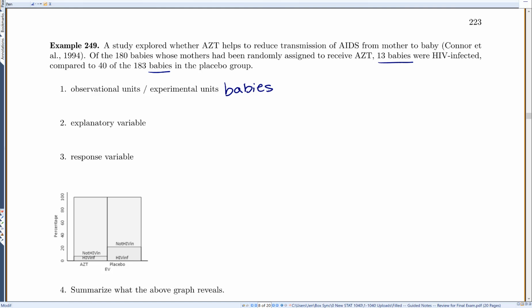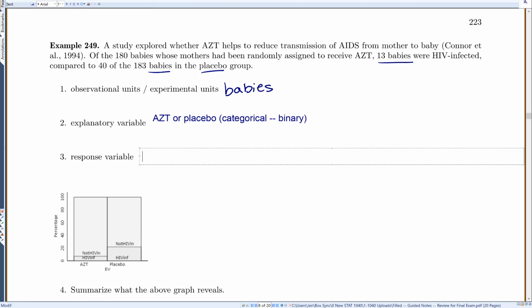Okay, and then the explanatory variable, what are they trying to use to explain? It looks like they're giving them AZT or not, because there's a placebo group, so they're getting AZT or not, and then they're trying to figure out whether or not they get AIDS. So the explanatory variable would be AZT or placebo, and that would be categorical. And specifically binary, there's only two groups.